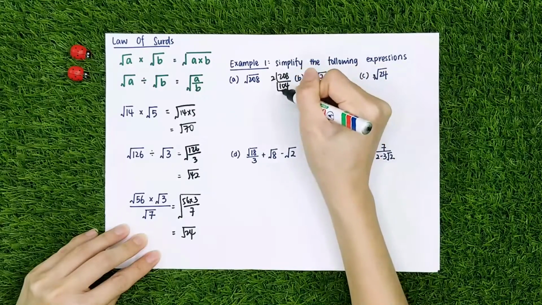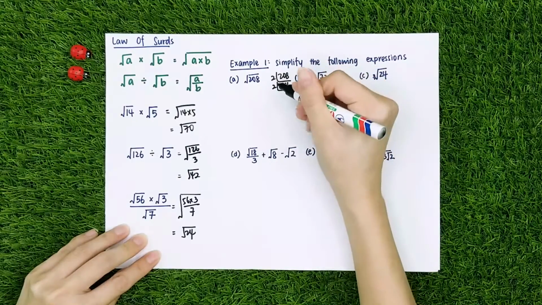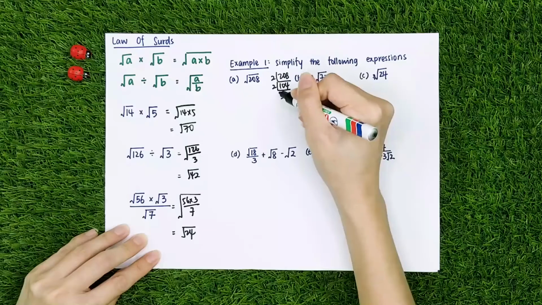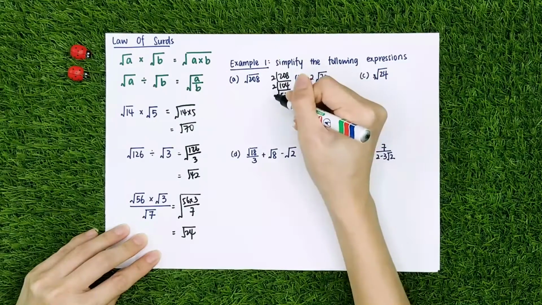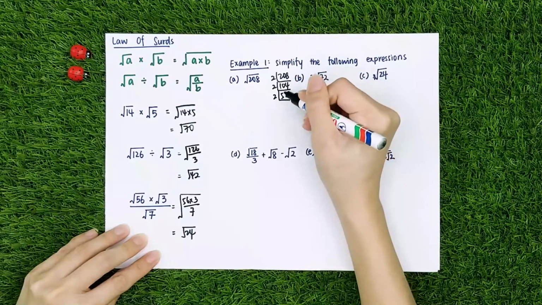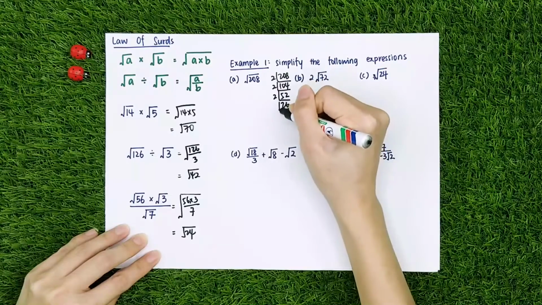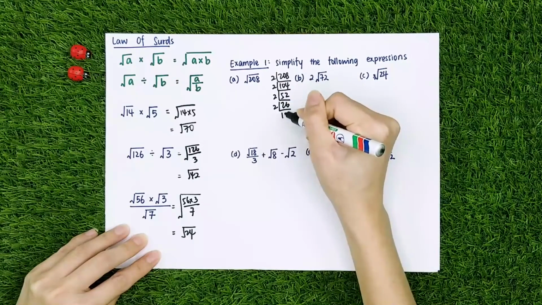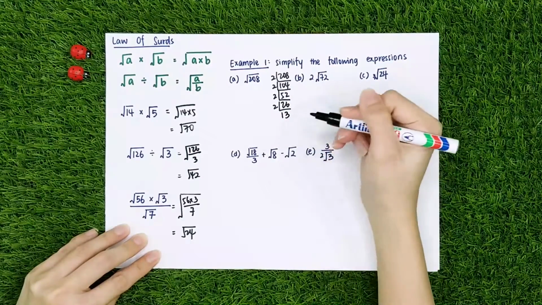Then I will continue to divide by 2, and I will get my answer of 52. And I can continue by dividing by 2 and I will get 26. Again, by 2, I will get my 13. And I will stop here.